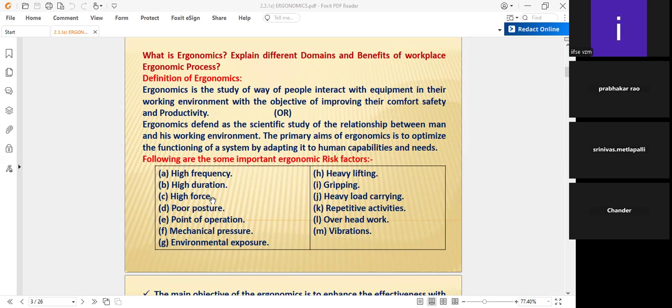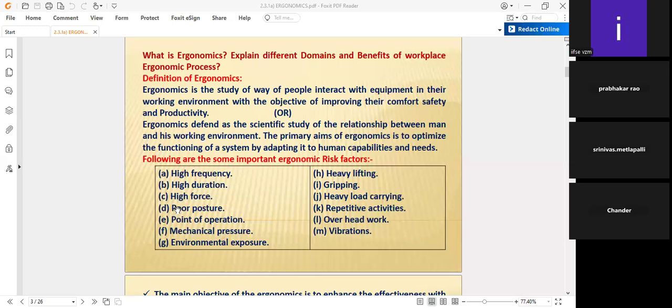High force. That means torture, or what is called autocratic management, where the employer forcefully demands that you have to shift the materials immediately like this.